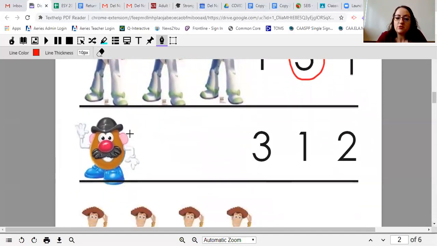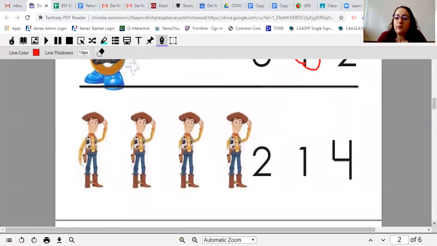And then how many of the Mr. Potato Heads we have here, and we just have 1. So we're going to find the 1 and circle it. And then we need to see how many Woodies we have. So we have 1, 2, 3, 4. So we're going to look and find the number 4.